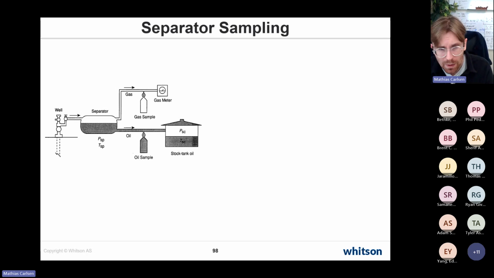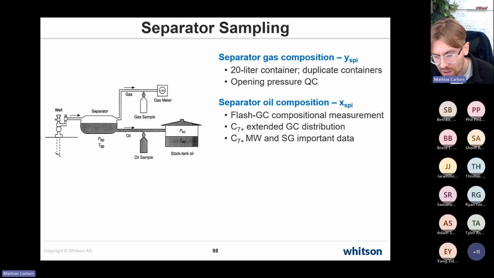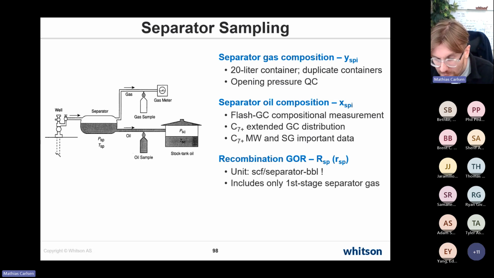The separated sampling is the most typical sampling type we see when we've done these field-wide equation of state models for all these unconventional basins. We have a separated gas sample, typically in a 20-liter container, and we have a separated oil composition as well, and then we recombine that physically in the lab.